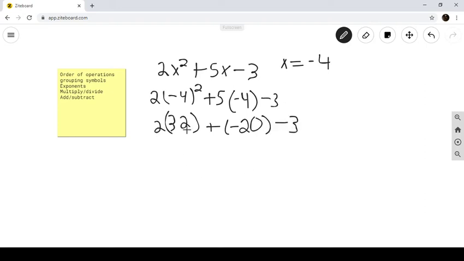Okay, 2 times 16, that's going to be, why did I put 32 there? It should be 16. 2 times 16 is 32. I'm getting ahead of myself. Okay, so now we have 32 plus negative 20 minus 3. So 32 minus 20, then minus 3, that's going to give us 9.